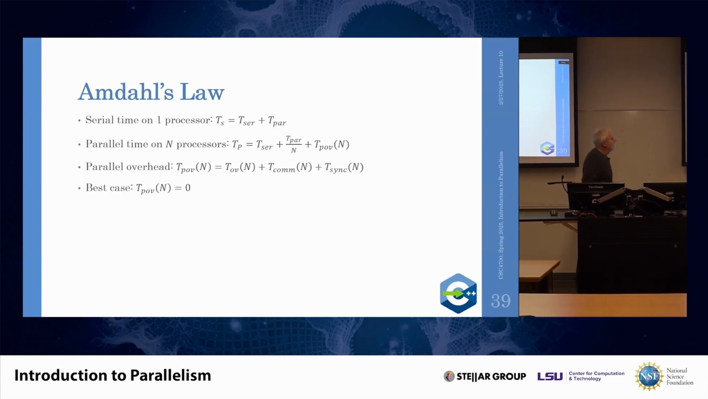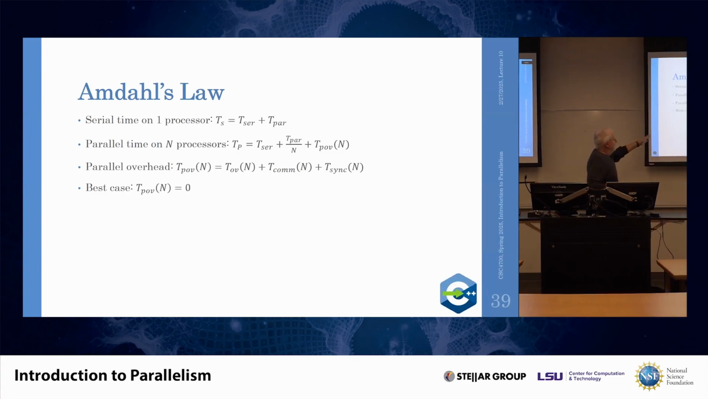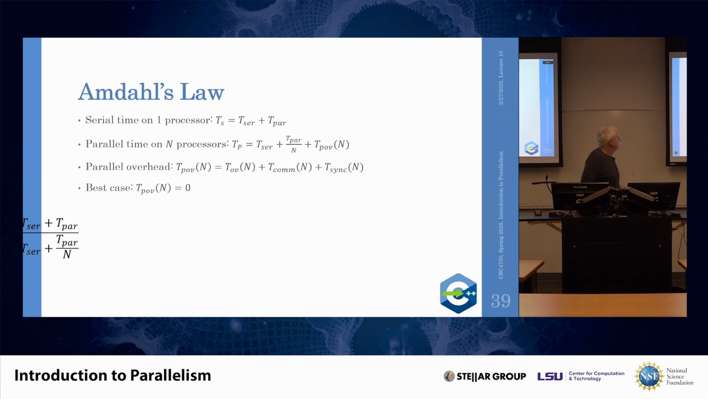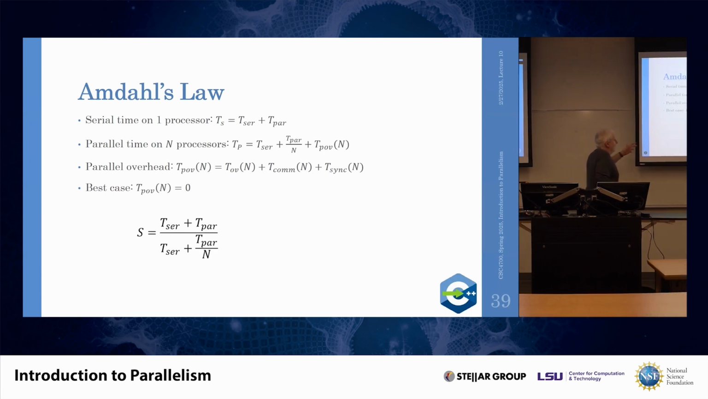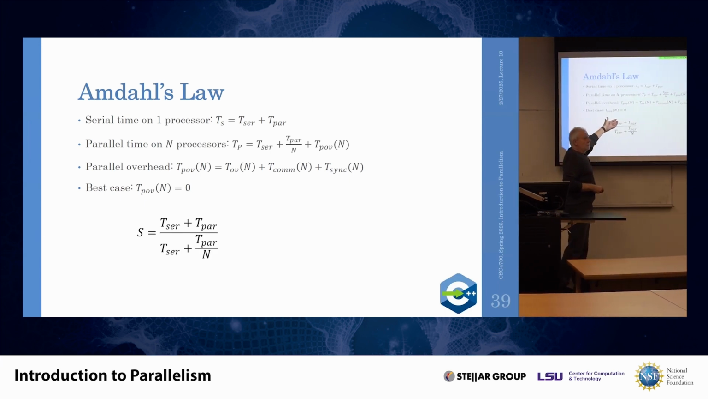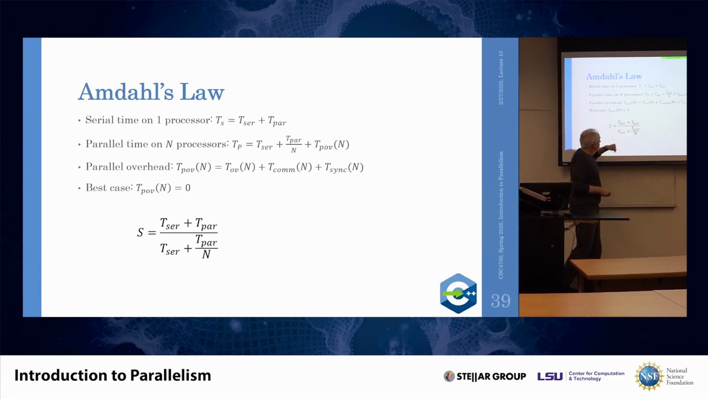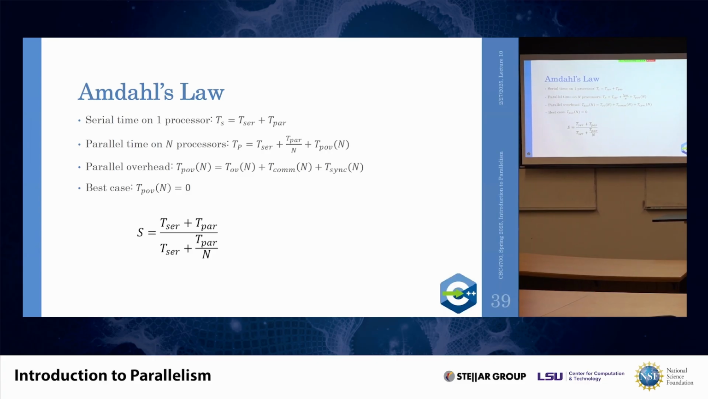There might be some overhead, but for the sake of simplicity here, we will assume that the overheads are 0. So our possible speedup is the sequential time over the parallel time. So it's the sequential part plus the parallel part, divided by the time it takes to run things in parallel.